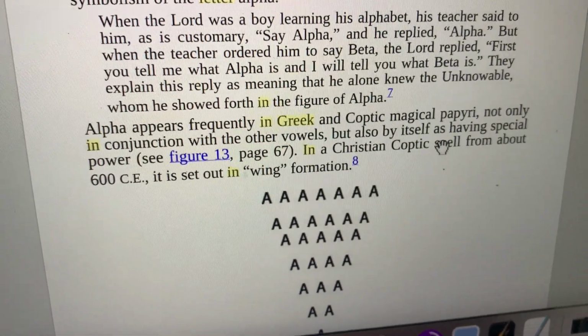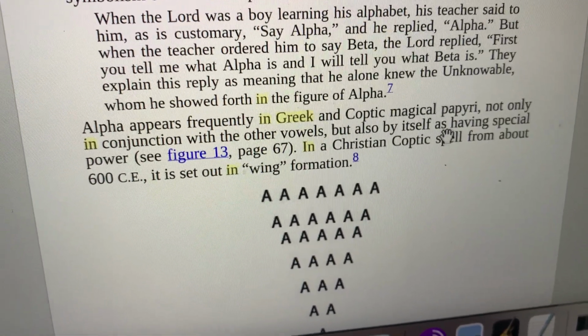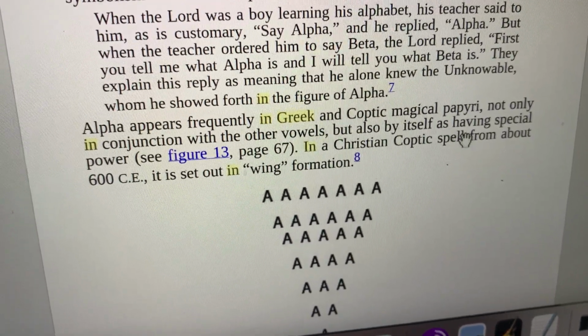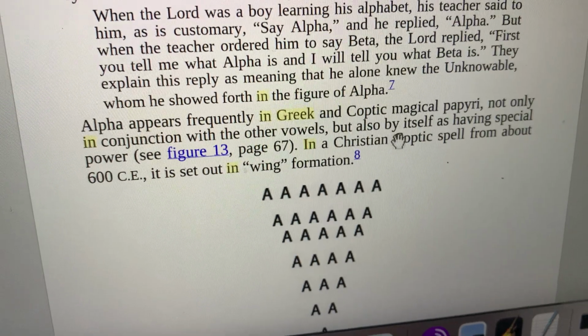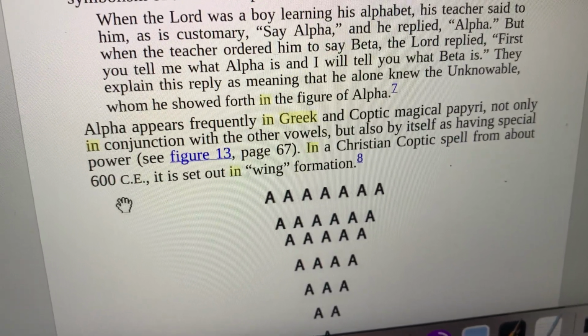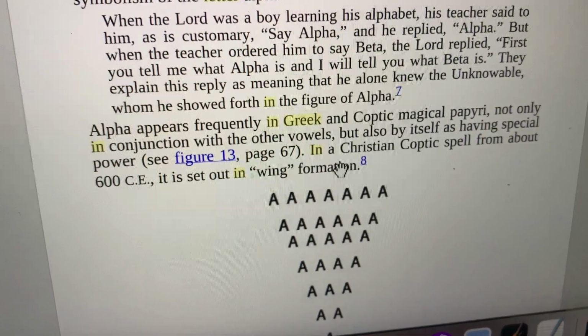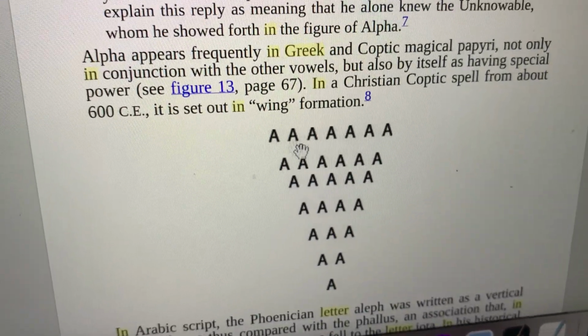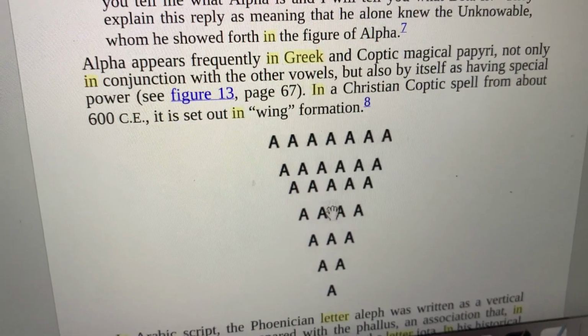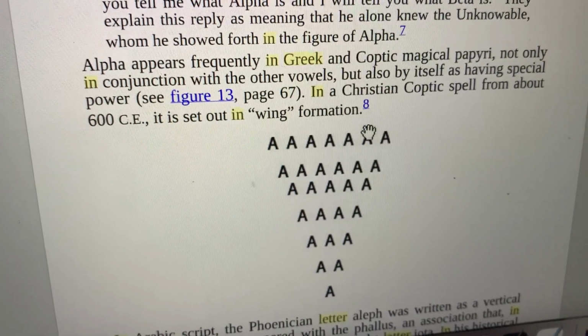and its magical propriety, not only in conjunction with the other vowels, but also by itself, as having a special power. A Christian Coptic spell from about 600 CE is set out in wing form. So it's showing you that you can use the Greek alphabet for spells. I know this spell because you can do this with anything. This is a magic spell.